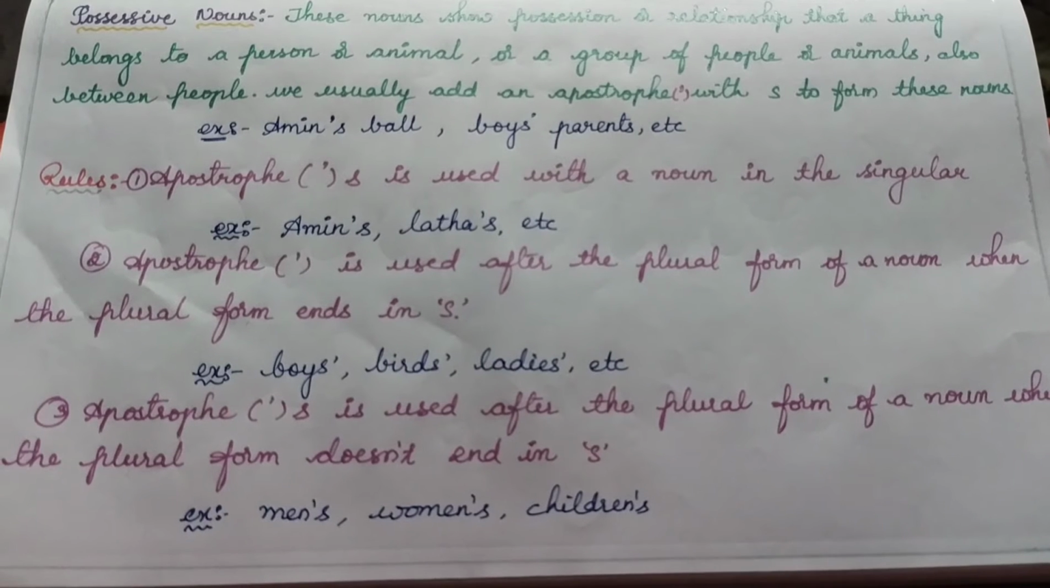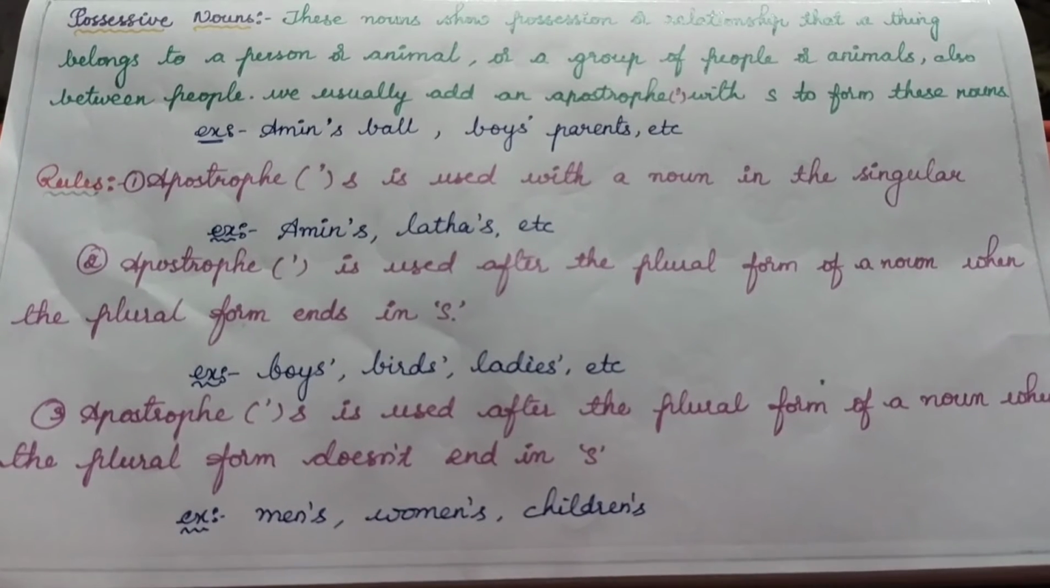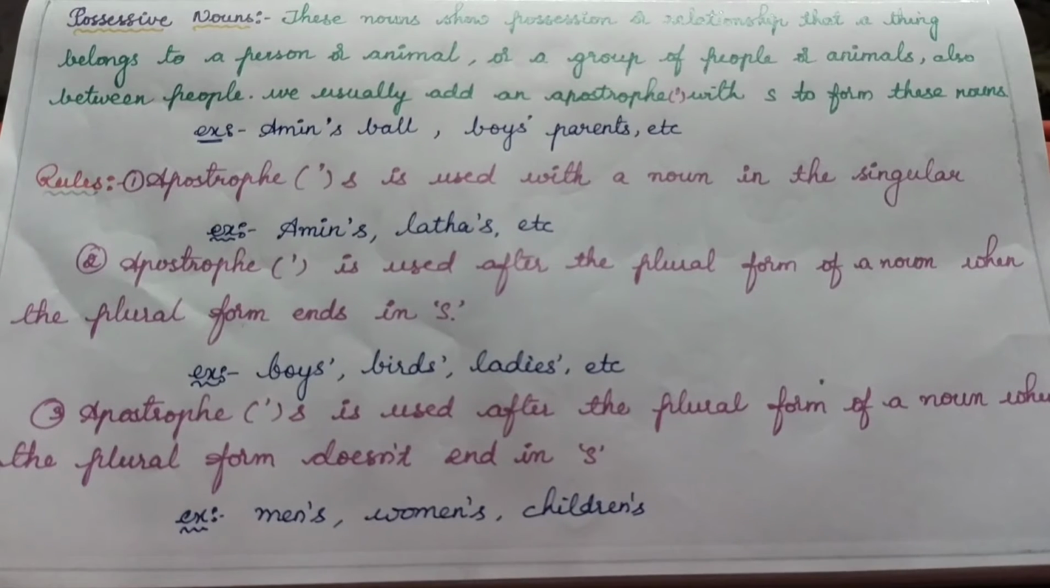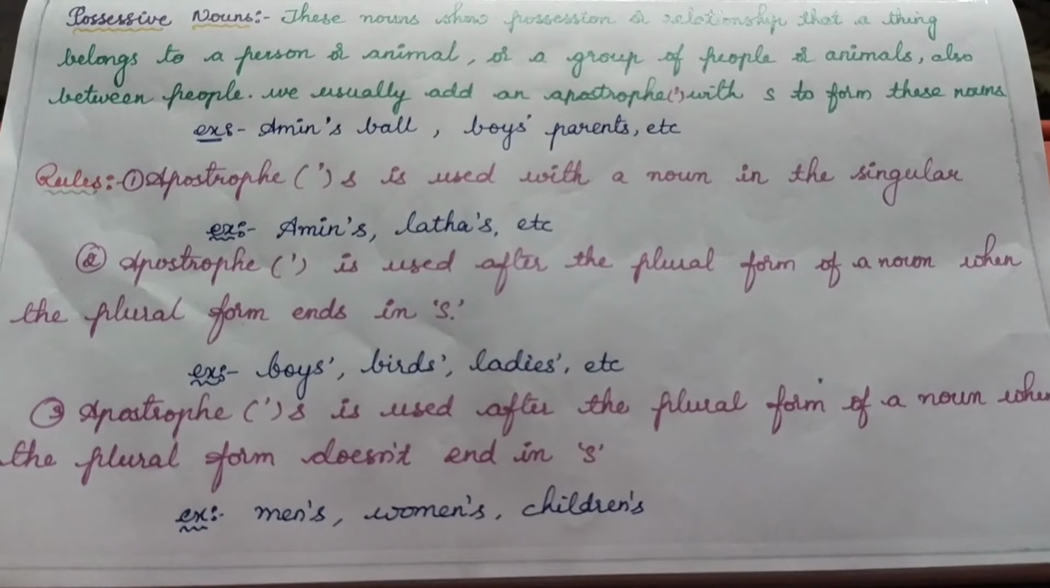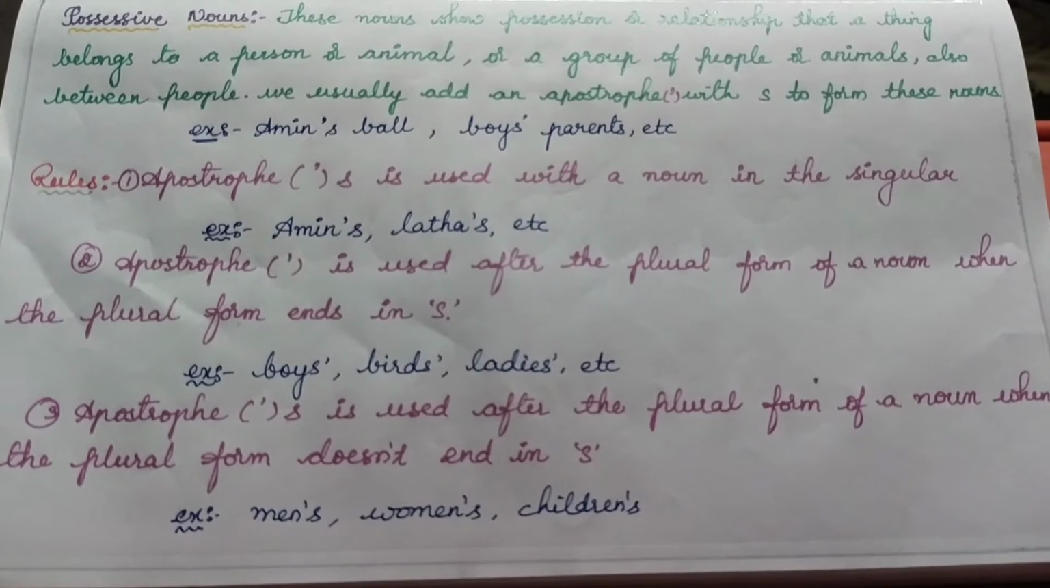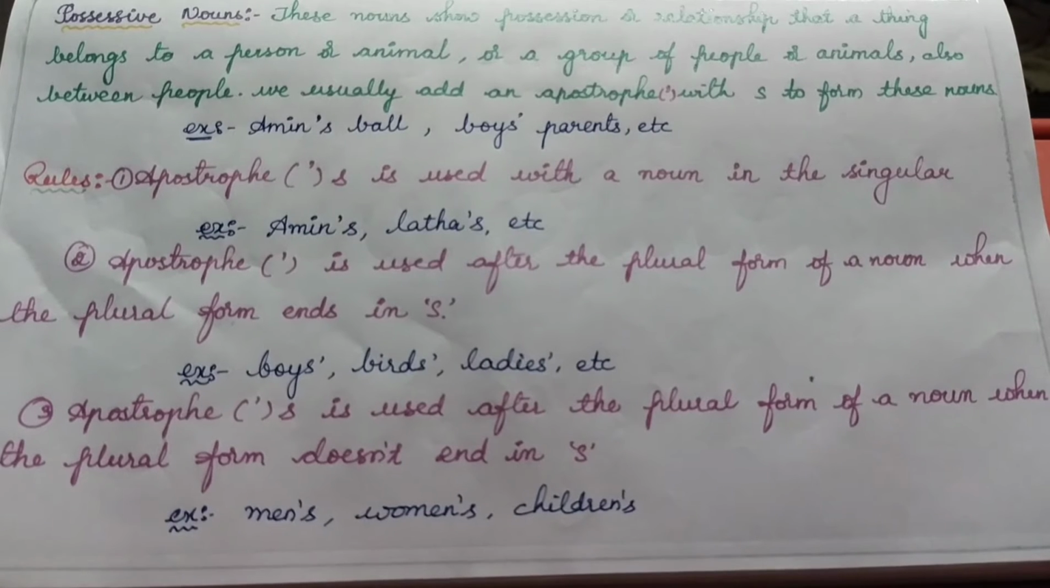For instance, boys, birds, ladies, etc. These words already have s in their ending. So for such nouns we should not add s again. We should just simply add apostrophe.